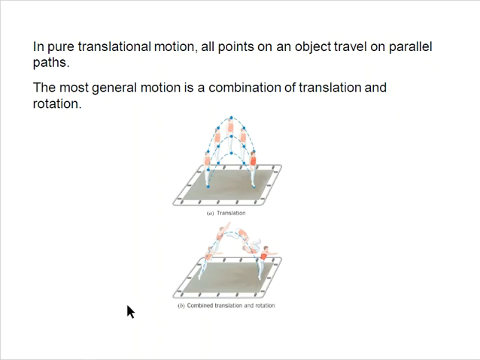Rotational motion would be if the object, or in this case the jumper, is rotating about his center of mass, then we have an additional component of motion. Okay, most general motion is a combination of translational and rotational motion. Sometimes we can ignore the rotational motion, sometimes not.